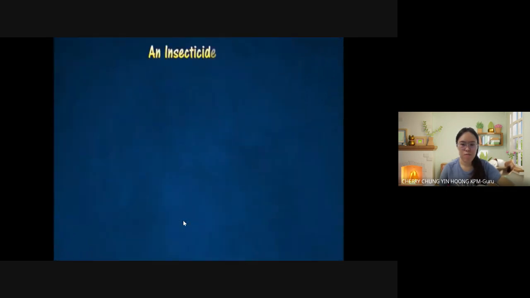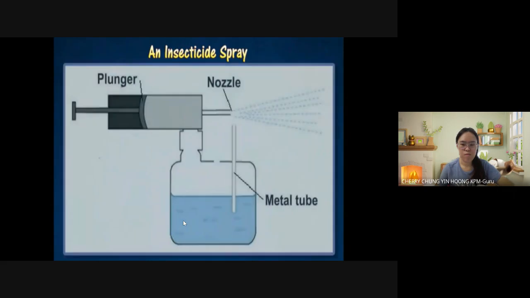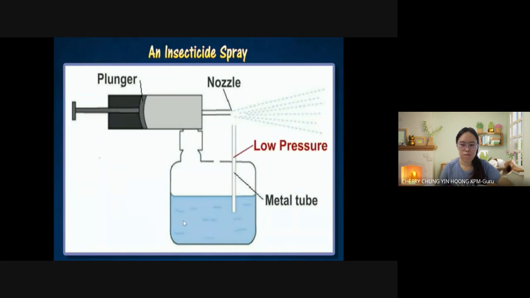When a piston is pushed into the cylinder, air gusts out at high speed through the narrow opening, producing a low pressure region around the opening. The air above the insecticide is at atmospheric pressure, which is higher, so it pushes the insecticide to rise through the metal tube. The mixture of insecticide and air is then ejected as a spray of small droplets of insecticide. Thank you for taking time to watch this.